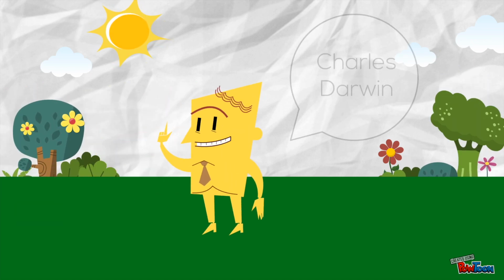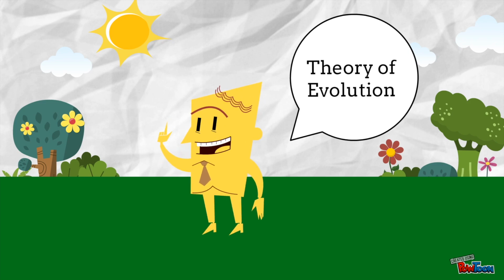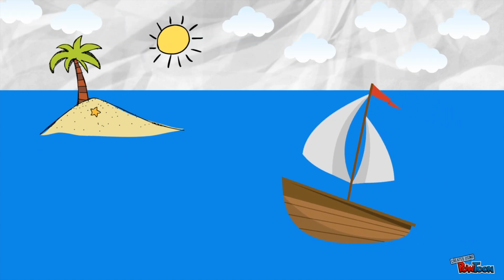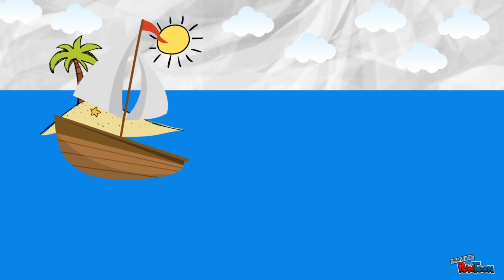So there's this guy. He goes by the name of Charles Darwin. He lived in the 1800s and came up with the theory of evolution. In 1835, he sailed on his ship the Beagle straight to the Galapagos Islands, where he studied and observed different plants and animals.